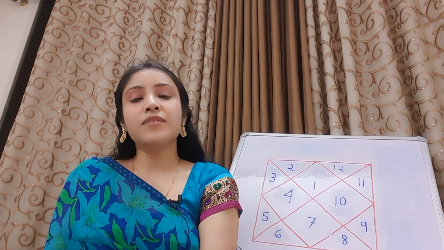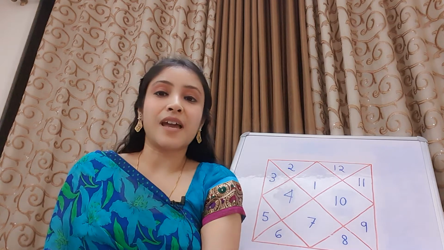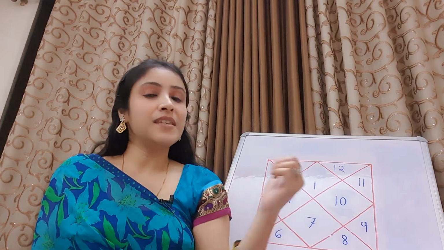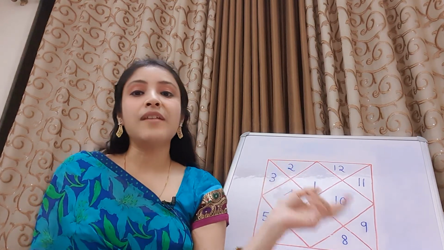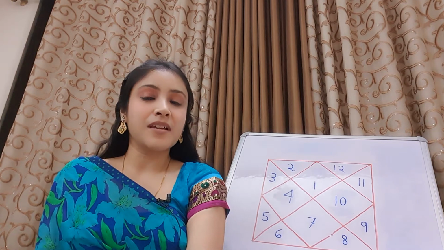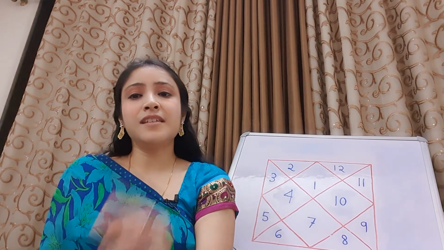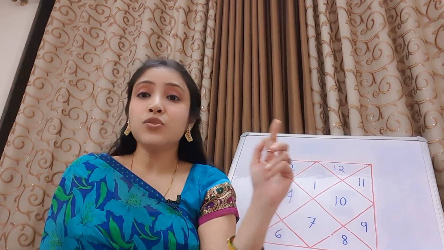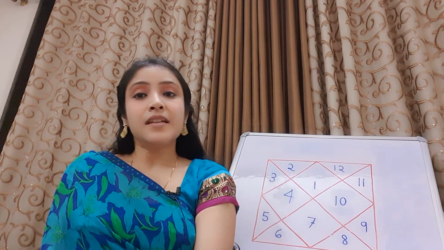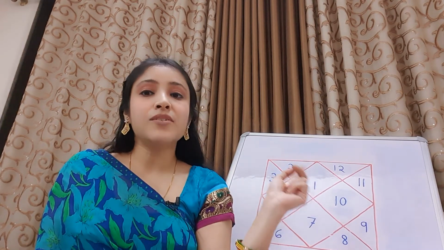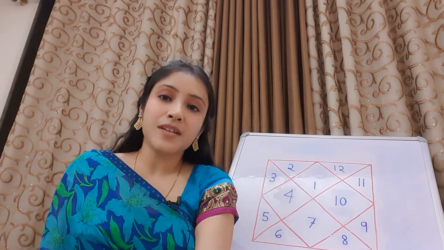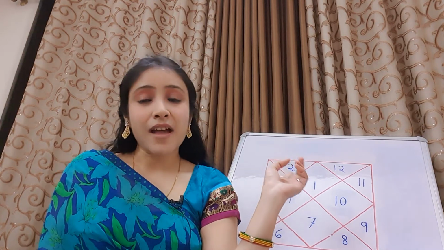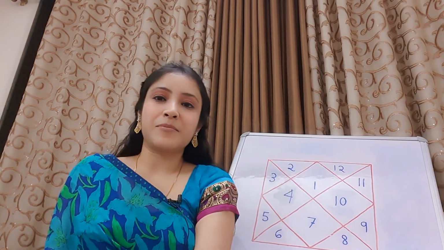In Vedic Jyotish we have 12 houses, 12 signs and 9 planets. As you can see on the board here, these are the 12 houses. They have been numbered. In each house there is one sign, and so there are 12 signs in all. This is the Kalpurush Kundli. That is why it always begins with Aries. The first sign is Aries in the Kalpurush Kundli, and the last sign, the 12th sign, is Pisces.